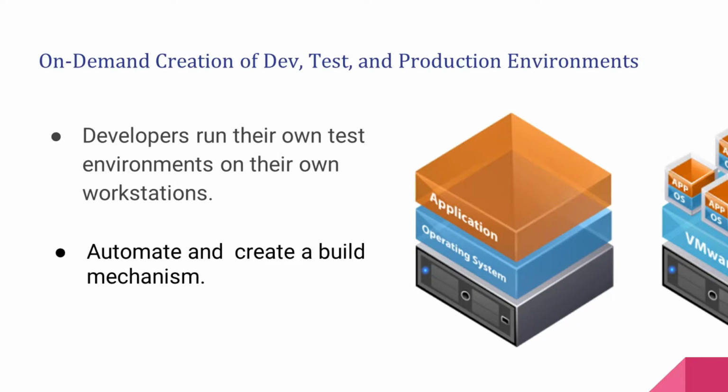So with on-demand creation of dev, test, and production environments, developers run their own test environments on their own workstation. This helps with software releases because they're able to test their code as they're programming. One cause for chaotic, disruptive, and sometimes even catastrophic software releases is because we haven't seen the application used in a production-like environment. When the developers run their own test environments on their own workstations, this solves that problem. In addition to this, automating and creating a build mechanism for creating environments saves time.